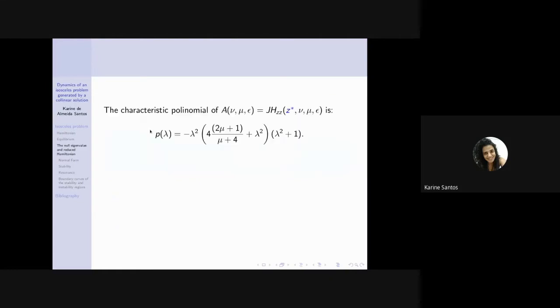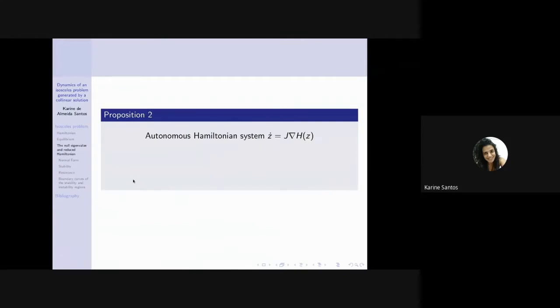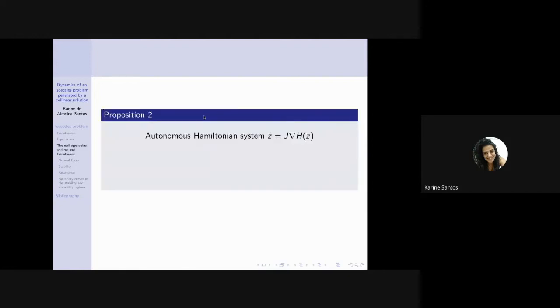In fact, when we calculate the characteristic polynomial of this matrix, we have this polynomial, and we can see that in the first term we have the new eigenvalue, and in the other terms we have two pairs of pure imaginary eigenvalues when the mu are not zero. The second result: because of the new eigenvalue and because this matrix is not diagonalizable, we can apply this result to contemplate the situation.